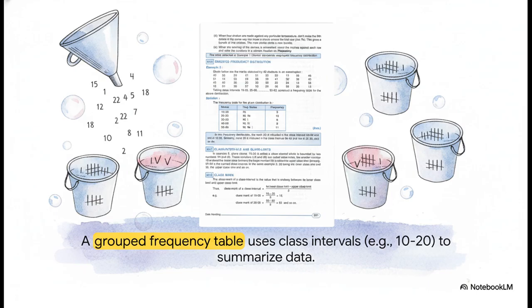So instead of counting every single score, we group them into buckets. Looking at this example, you can see right away that 5 students scored somewhere between 10 and 20 marks, and 10 students scored between 20 and 30. This summarizes a huge amount of info into a much more manageable format.